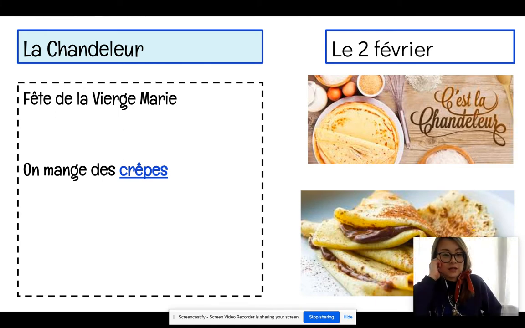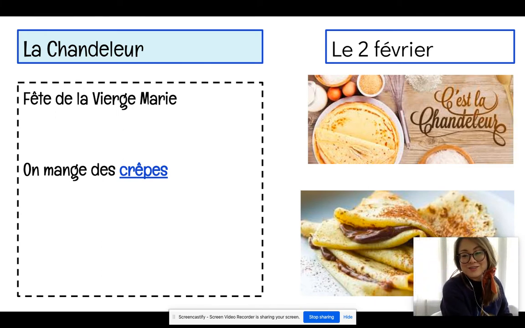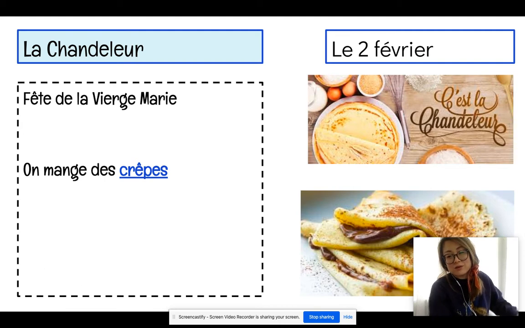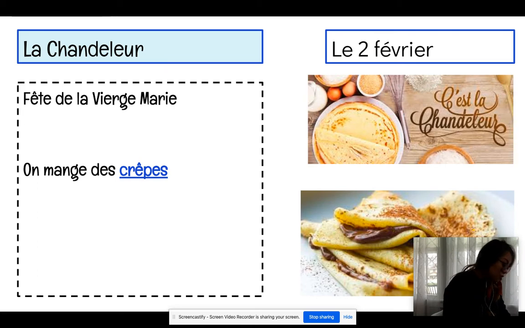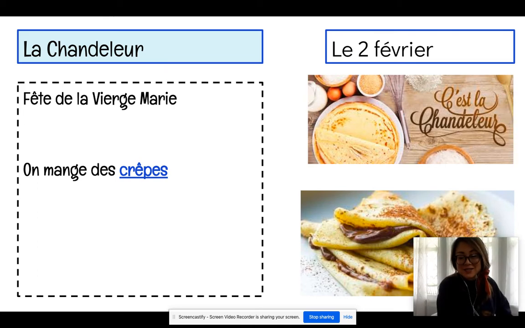Just like I said with the other holiday we just talked about, even families that are not particularly religious, they'll still do these traditions for these holidays. So, par exemple, pour la Chandeleur, il est traditionnel de faire des crêpes à la maison. Et il y a d'autres traditions avec cette activité de faire des crêpes qu'on va discuter plus tard.